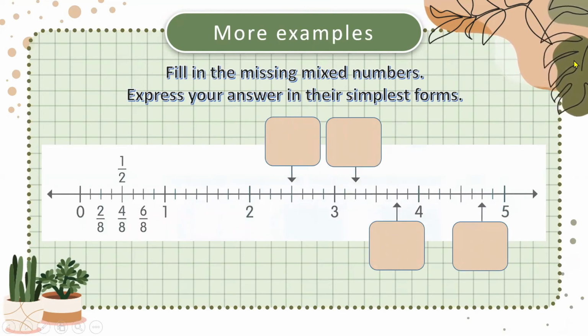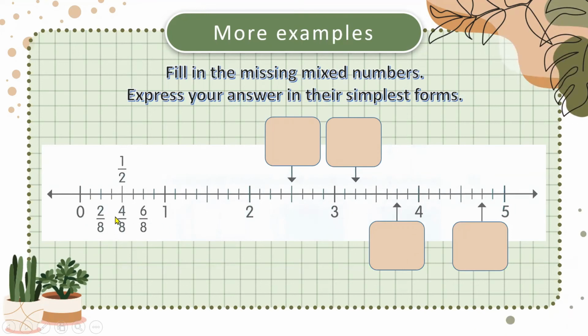These are the missing mixed numbers. As you can see, from 0 to 1, that is divided by 1, 2, 3, 4, 5, 6, 7, 8. Alright, so since this is divided by 8, our denominator is 8. And then each of the lines is our numerator. So from here until there, that's 1, 2. That's why this is 2/8. 3, 4. That is why this is 4/8.